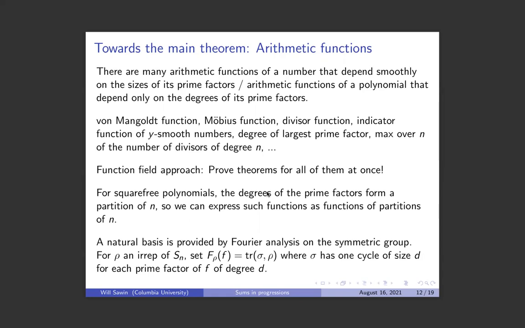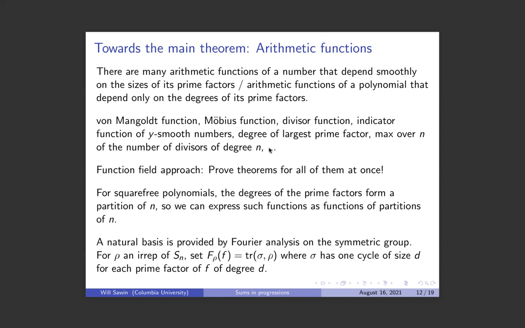So there are a lot of interesting arithmetic functions of this type. There's the von Mangoldt function, which we already talked about. There's the Mobius function. There's the divisor function. There are also more complicated ones. You can look at the indicator function of y-smooth numbers. You can look at the degree of the largest prime factor of a number. You can look at the max over n of the number of divisors of degree n, and you can come up with weirder and weirder things.